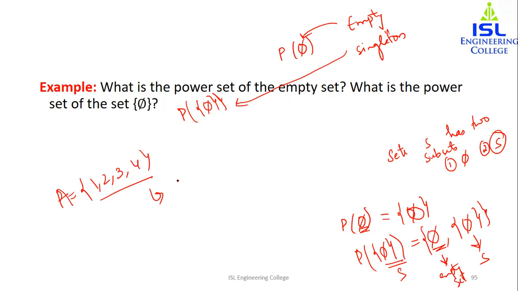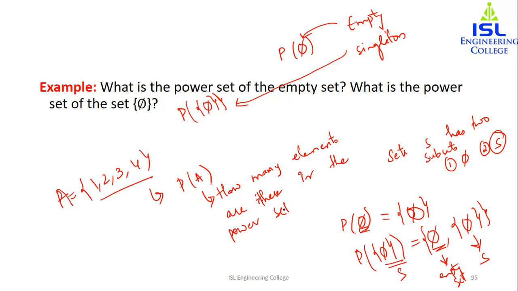How should we know the number of subsets in the power set of A? The question is, how many elements are there in the power set of A? So if A has 4 elements, how many elements should be there in the power set of A?